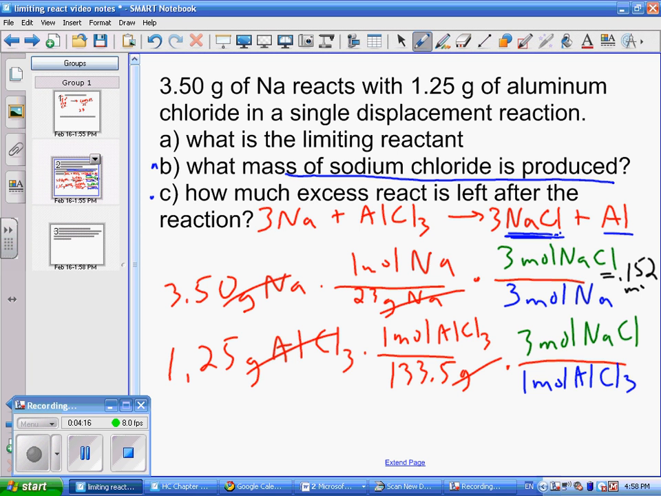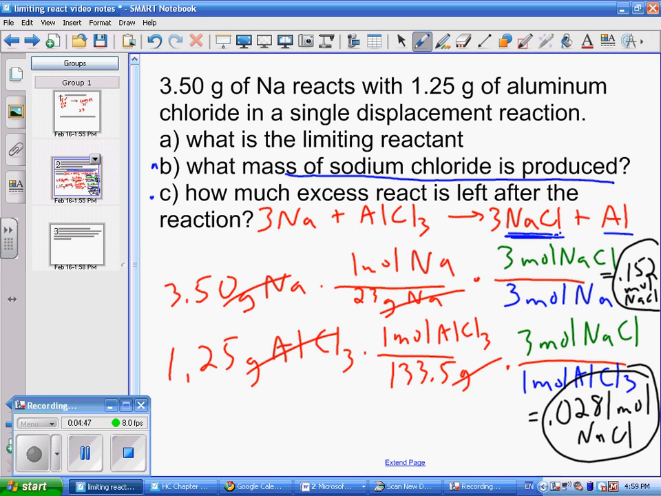0.152 moles of product. Okay, 0.152 from there. And then down here, I have 1.25 divided by 133.5 times 3. Let me do that again. 1.25 divided by 133.5 times 3 gives me 0.0281. So this is 0.0281 moles of product NaCl.